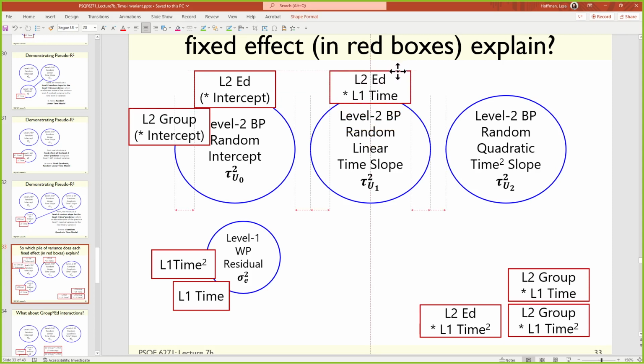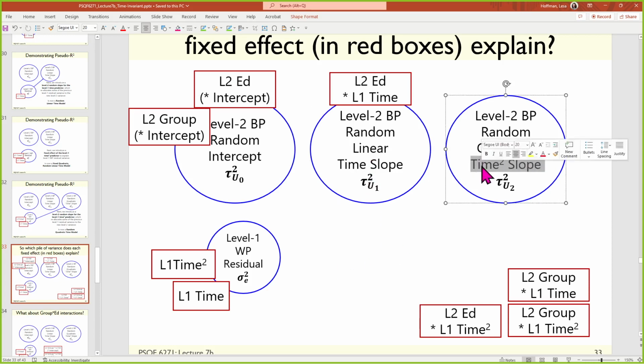And just as a tie-in to the SEM version of the same way of talking about these models, it is not a coincidence that these are circles. Random effects are latent variables. So if you fit this model in a structural equation modeling software package, you would get an R-square in the standardized solution for how much of the intercept variance has been explained, how much of the time slope variance has been explained, and how much of the time squared slope variance has been explained.